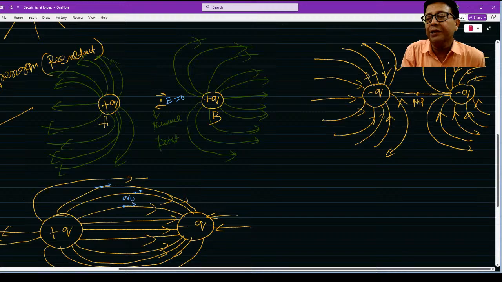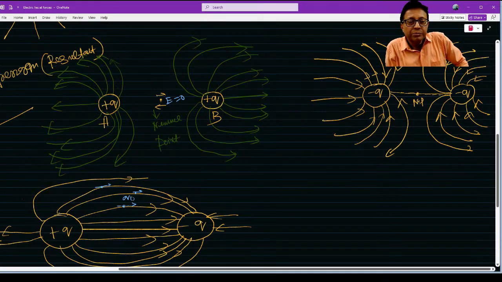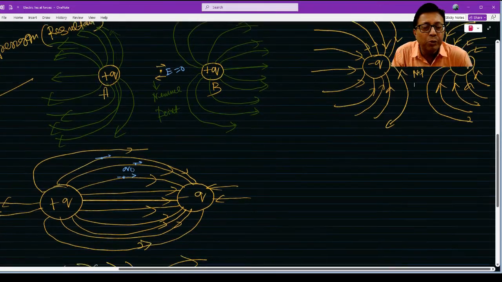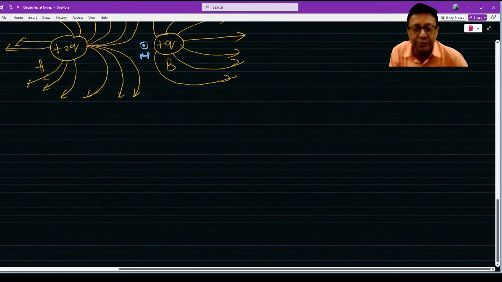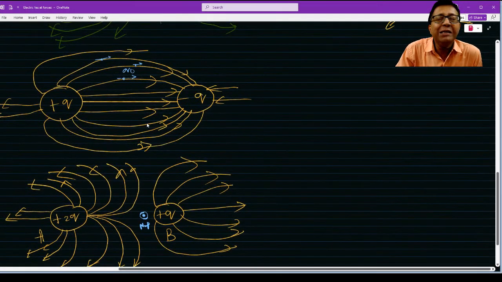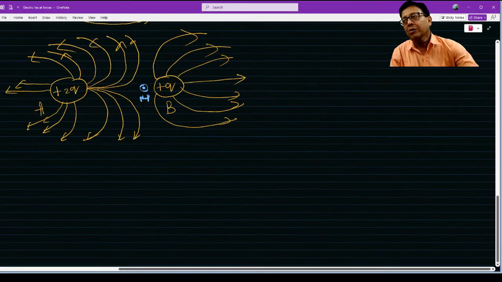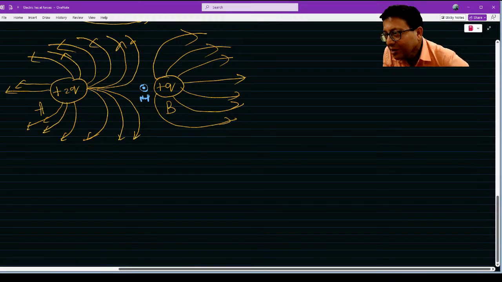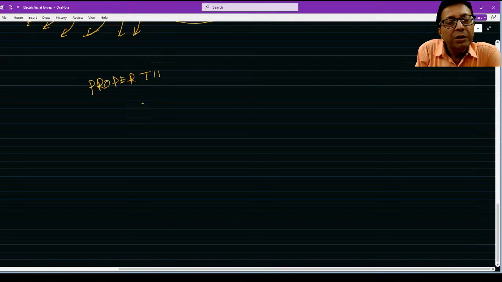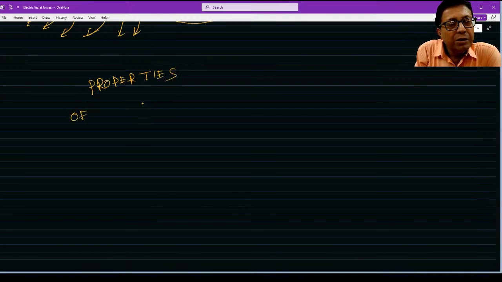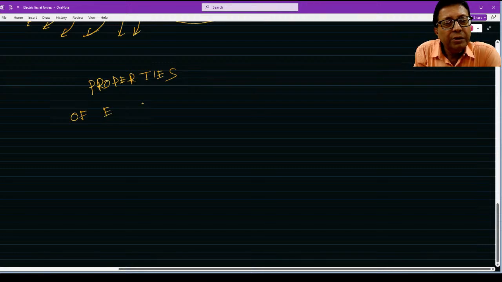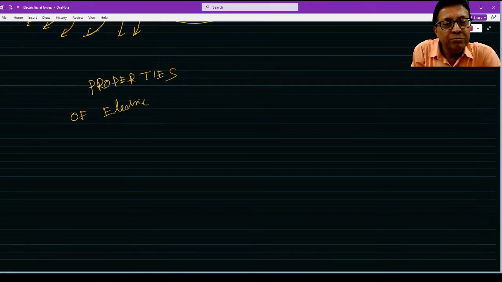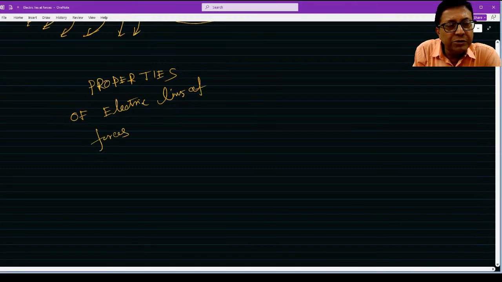Neutral point here. Okay? So what are the very important properties of lines of forces that we are going to list after making these observations? What are the observations that we have done? We'll remember it again. Properties of electric lines of force.